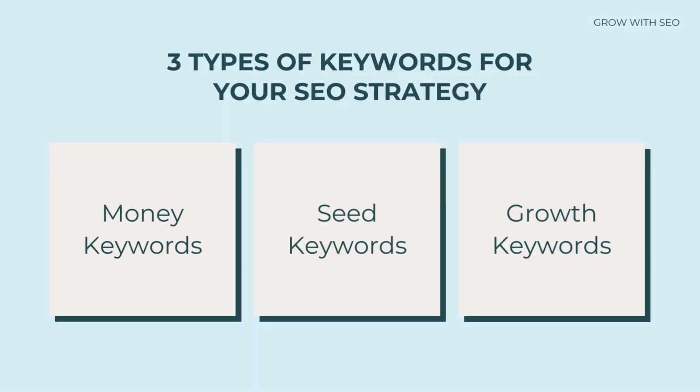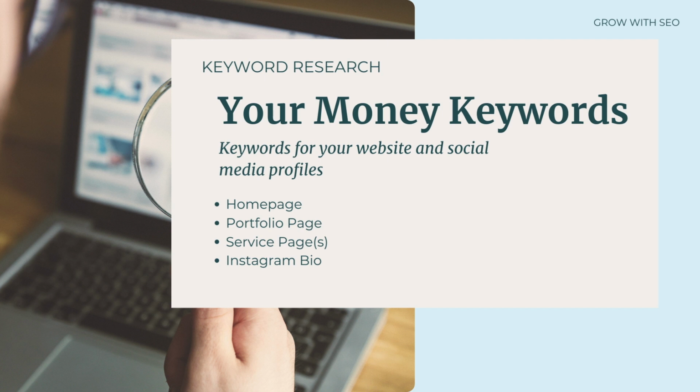In order to do and understand an SEO strategy, you have to know the 3 types of keywords. There are your money keywords, your seed keywords, and your growth keywords. Let's start with your money keywords. So these are the keywords you're going to want for your website and social media profiles. So keywords for your homepage, your portfolio page, your service pages, and your Instagram bio.